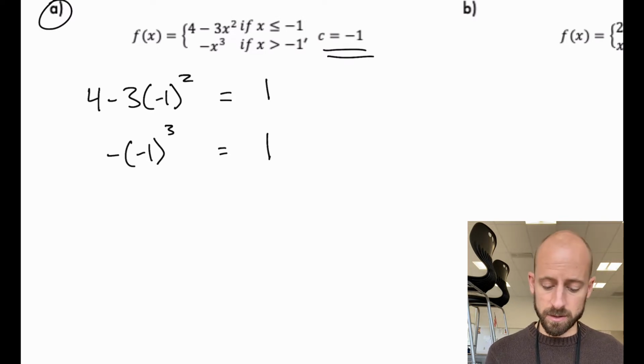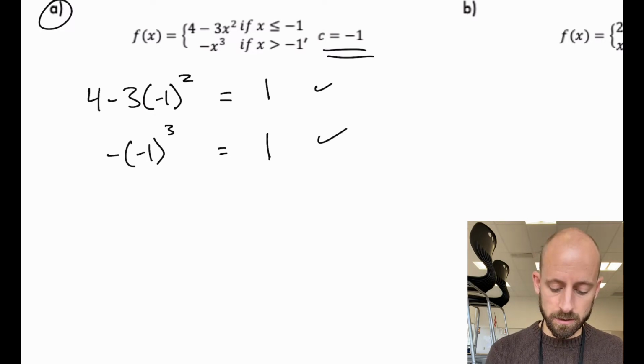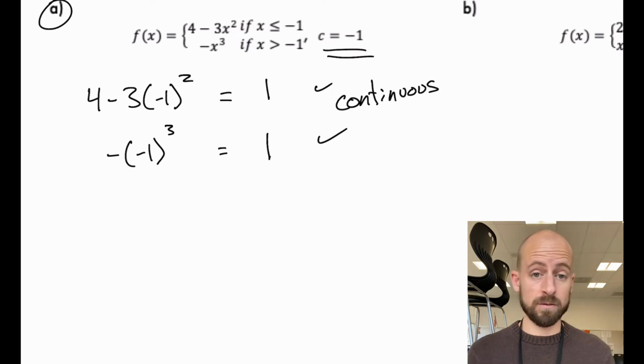I know it's continuous. I know that the limits as x approaches -1 will work out really nicely because both pieces of my piecewise function are continuous. They're just regular old polynomials. You can see that. So that works. That checks out. This is good. This tells me it's continuous. Okay, so that's really nice.